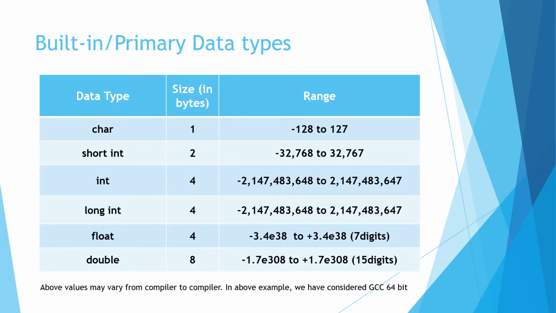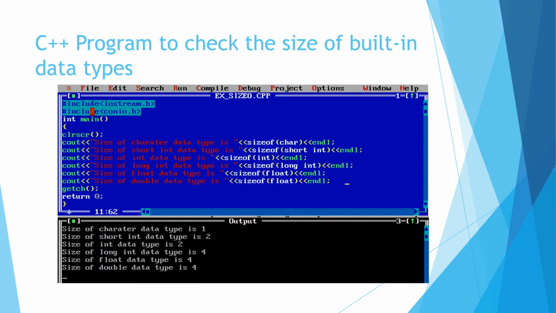In this table, I have summarized the size and range of different data types. You can go through it, and these values may vary from compiler to compiler. We have considered the GCC 64-bit compiler over here, and for your compiler, the values may differ. If you want to check the size of a particular data type in your compiler, then you can write this program.